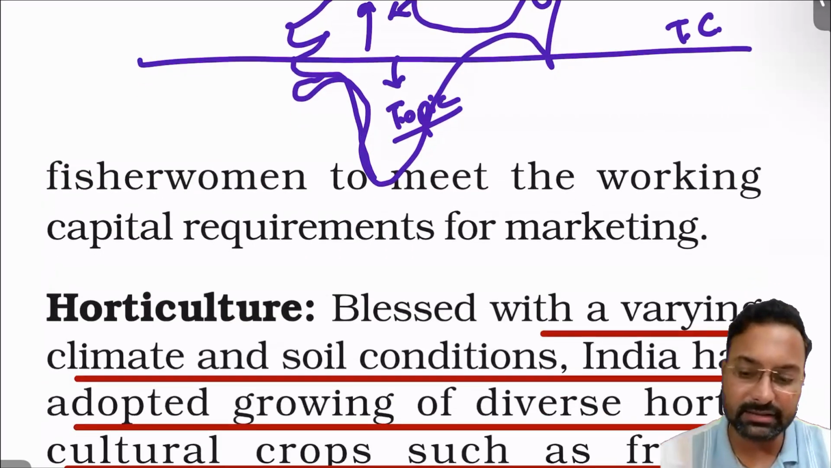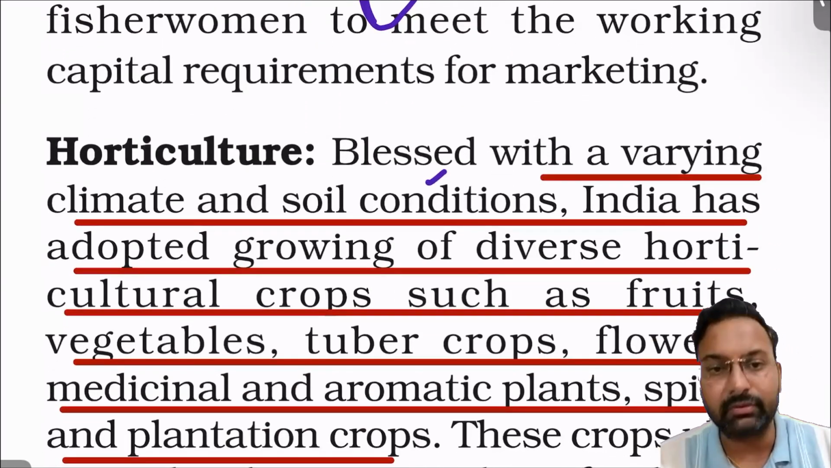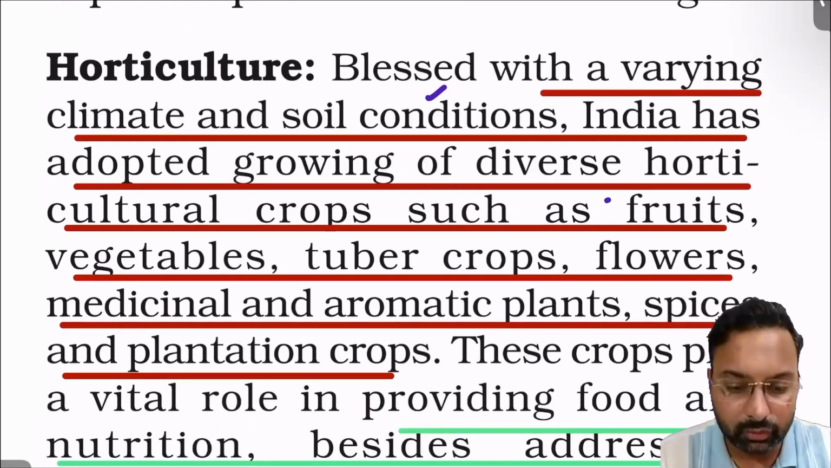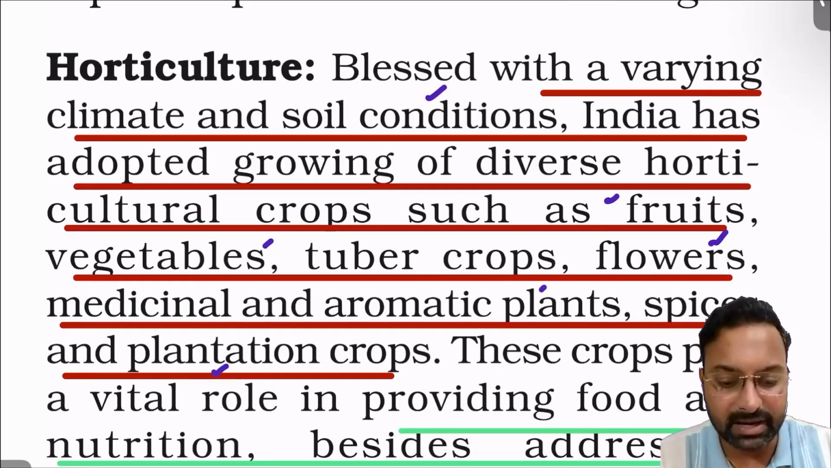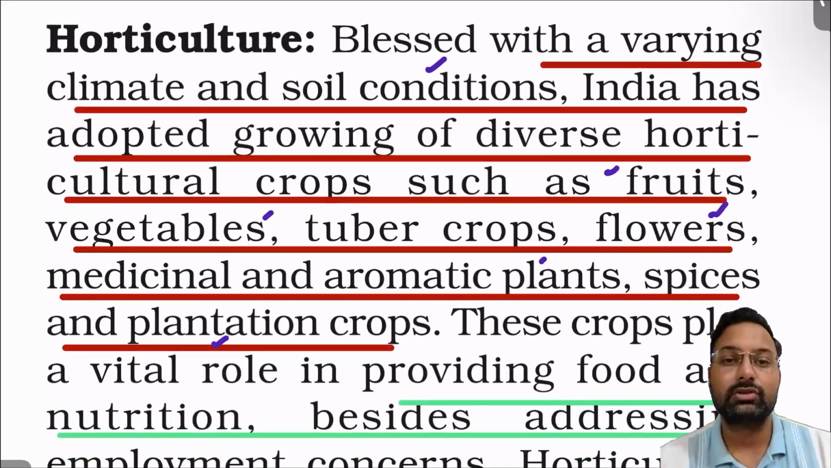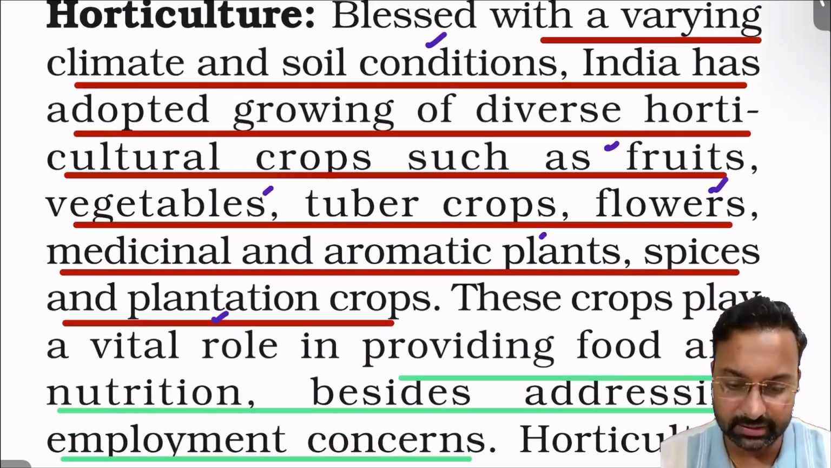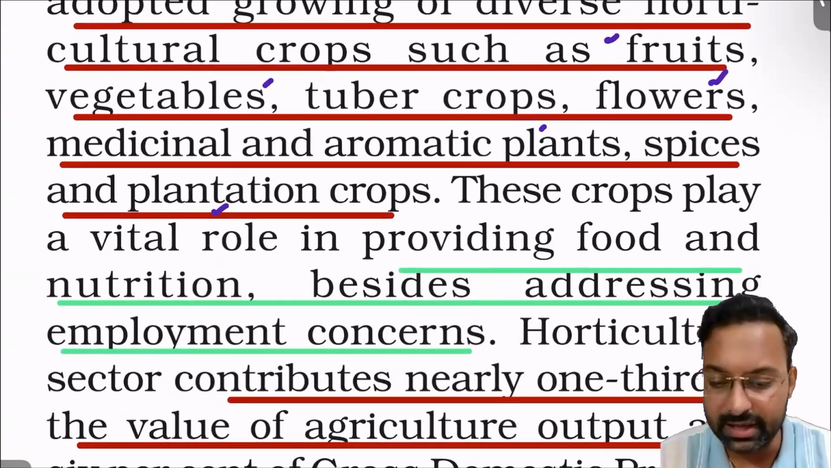India has varying climate as well as soil conditions to produce approximately every type of fruit as well as horticulture crops. It may be fruits, vegetables, tuber crops, flowers, medicinal and aromatic plants, spices and plantation crops. So in the horticulture sector, India has a geographical advantage. This is what India is already having.